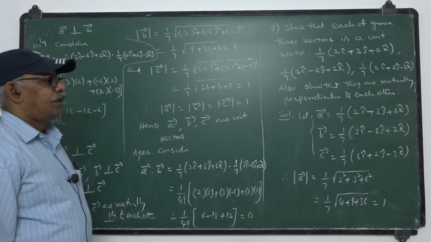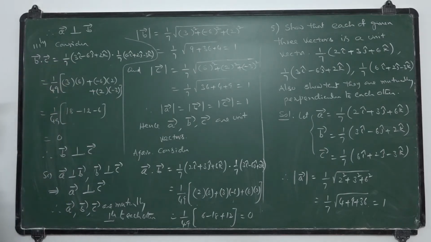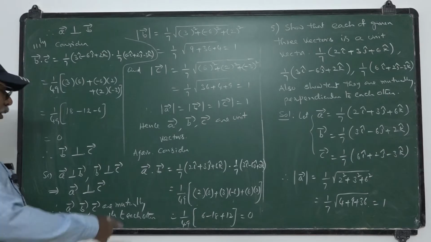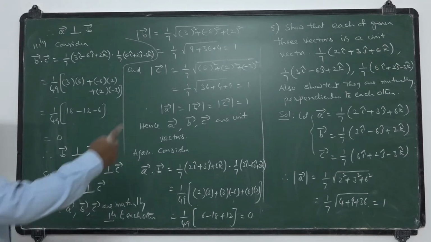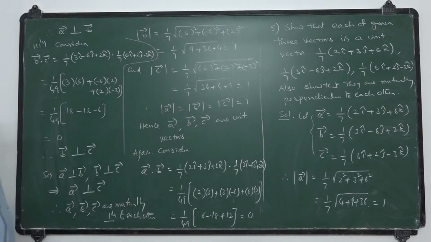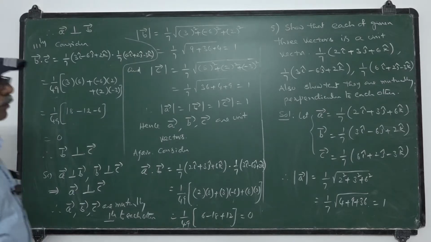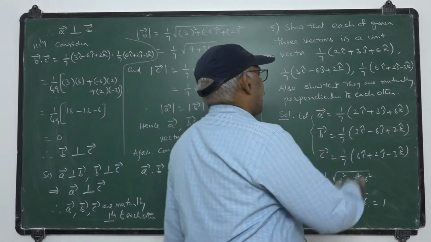They are orthogonal because any two are at right angle and their magnitudes are also 1. Hence, they are called orthogonal unit triad vectors.